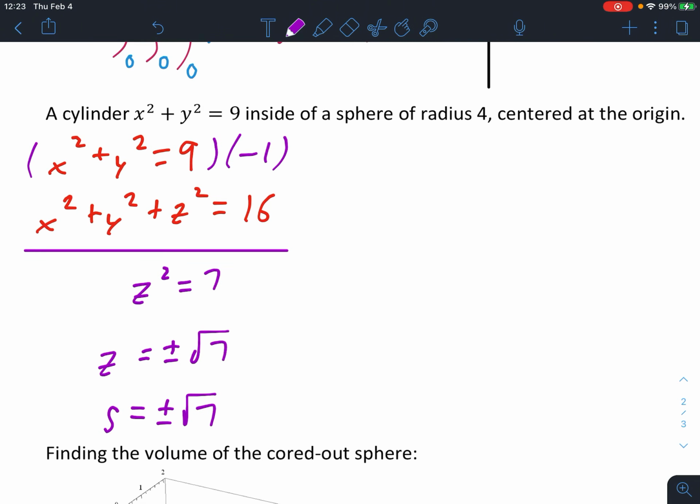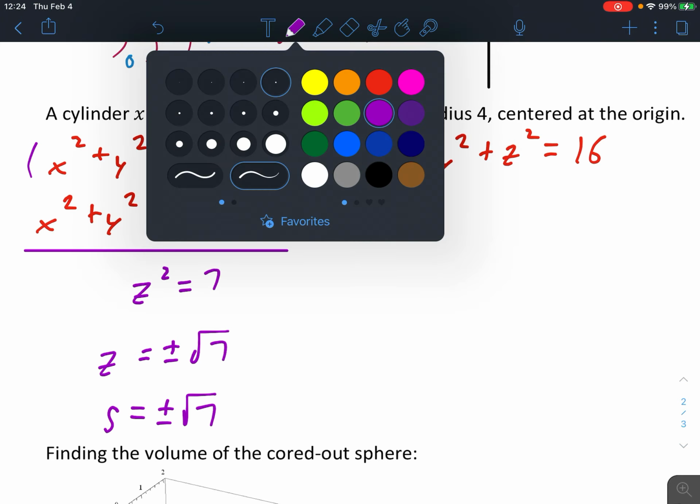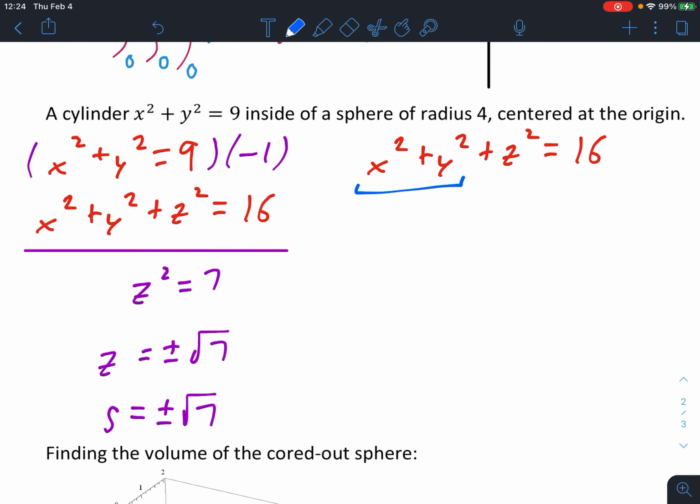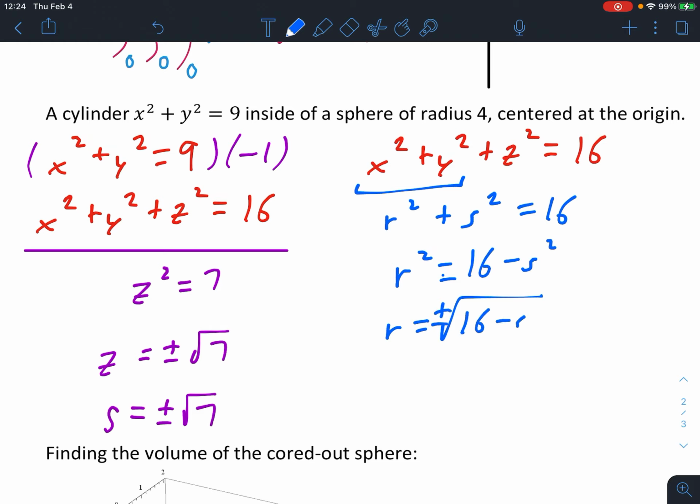So now if we take the equation of the sphere again, remember, x squared plus y squared in 2D is just your r squared, and z squared, since z is s, is s squared. So r squared would then equal 16 minus s squared. In other words, r equals plus or minus the square root of 16 minus s squared.